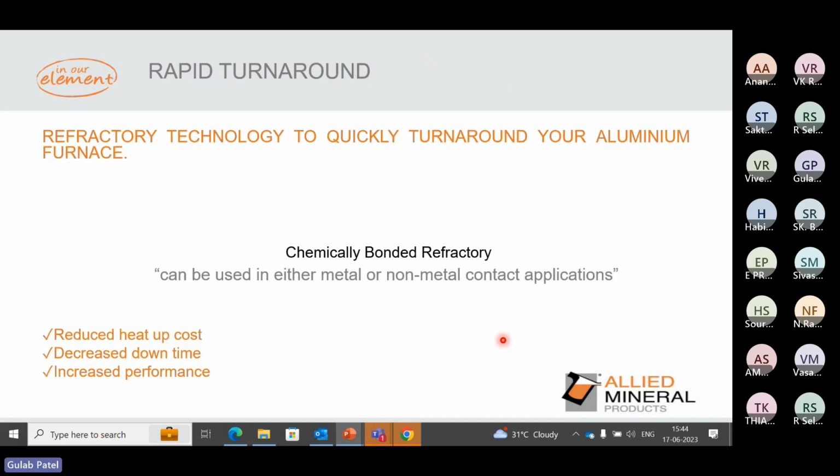There are other refractory castables where, if you need the furnace in operation very fast, that is called rapid turnaround. There are certain chemically bonded refractories available in the market. By this, you can speed up the installation process and the heat up, and altogether you put your furnace back into operation in very little time, specifically when you are dealing with relining or repair.